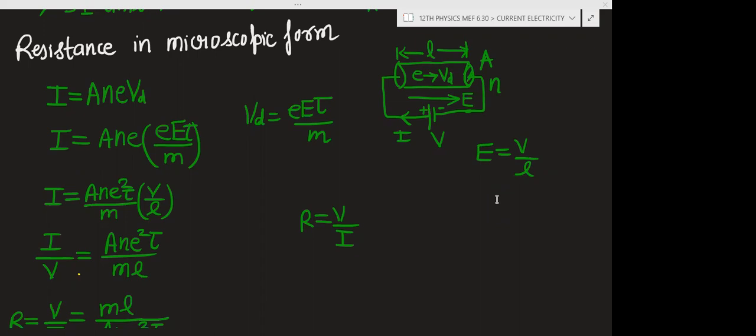A is the area of cross section, m is the mass of electron, L is the length of conductor, V is the potential difference across the ends of the conductor, E is the electric field generated, tau is the relaxation time, e is the charge on electron, n is the number of electrons per unit volume of the conductor. So you should also know this formula of resistance. Resistance is equal to ml upon ne square tau, or you can also say resistance equals potential difference divided by current.